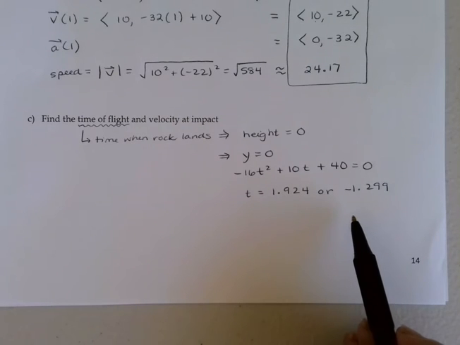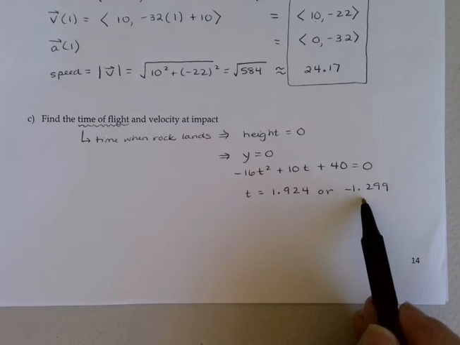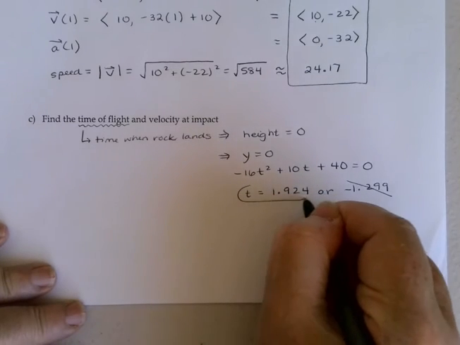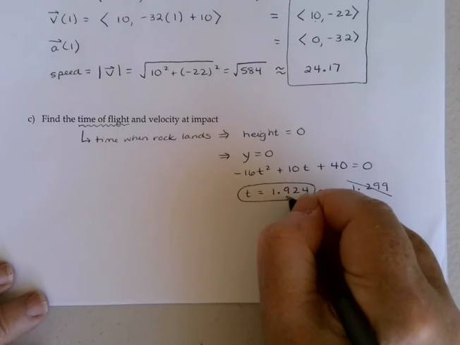In these applications, since we're starting at t equals 0, any negative value of t refers to a time before we ever threw the projectile. So not realistic. Our time of flight here is 1.924 seconds.